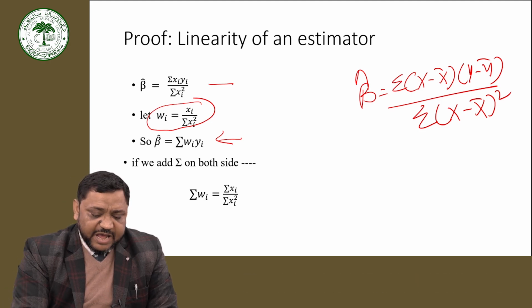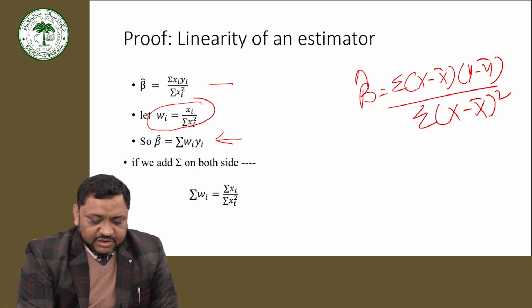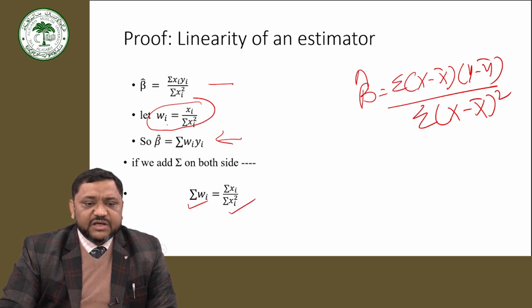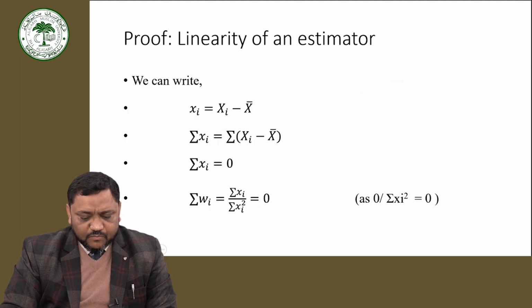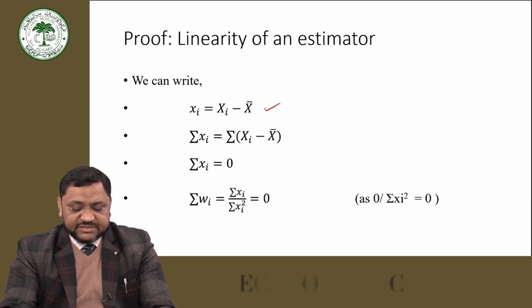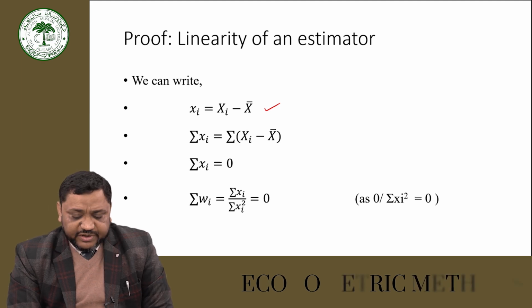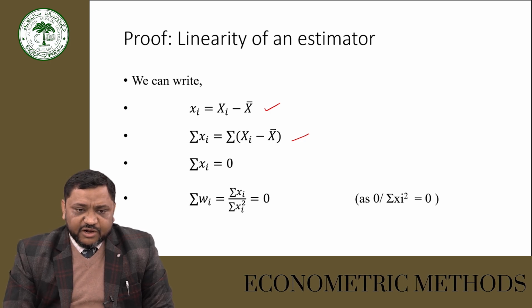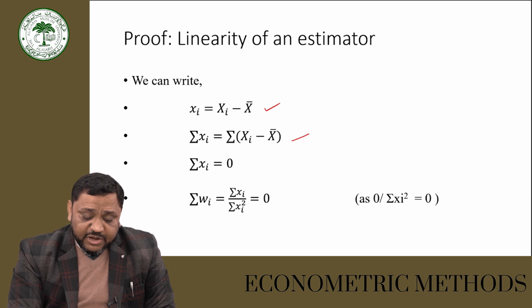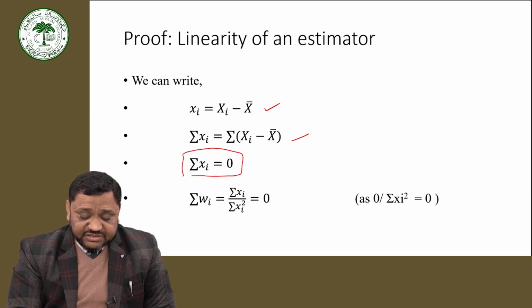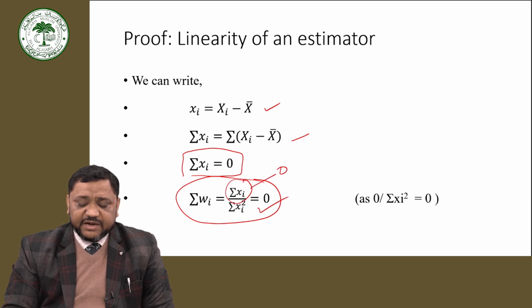The next thing which we do is we add summation on both the sides. We have this wi, we take the summation over here, so it becomes summation wi is equal to summation xi divided by summation xi square. Now, this xi is nothing but xi minus x bar. So when we do the summation of it, we can write summation xi is equal to summation bracket open xi minus x bar. We know that summation xi is equal to 0. So when summation xi is equal to 0 in this term, summation wi is equal to 0, the entire term becomes 0.